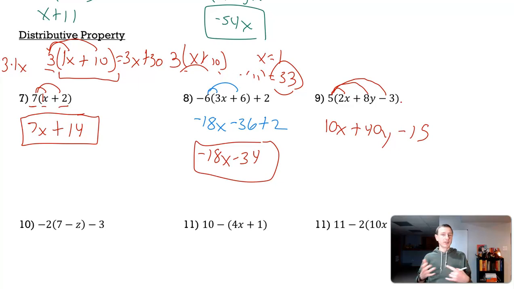And this one, we don't have any like terms because this is an x, this is a y, and then this is just a constant without a variable. So those are all non-like terms, so we cannot combine anything there.